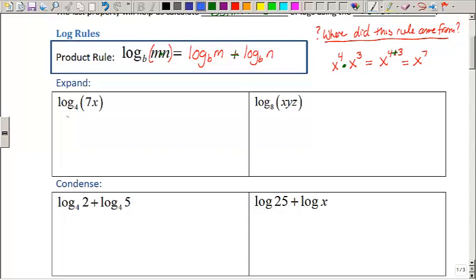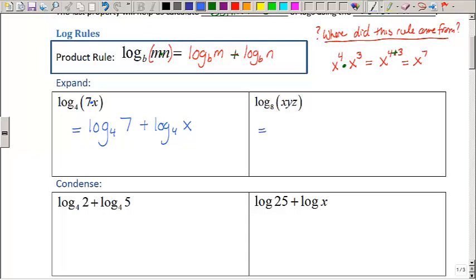On the first problem, log base 4 of 7x, notice that the 7 and the x are being multiplied. So I'm going to break the 7 and the x into two logs. Log base 4 of the first part of the argument, 7, plus log base 4 of x. And that's my final answer. There's no more separating I can do. I've taken one log of one argument and turned it into the sum of two logs.